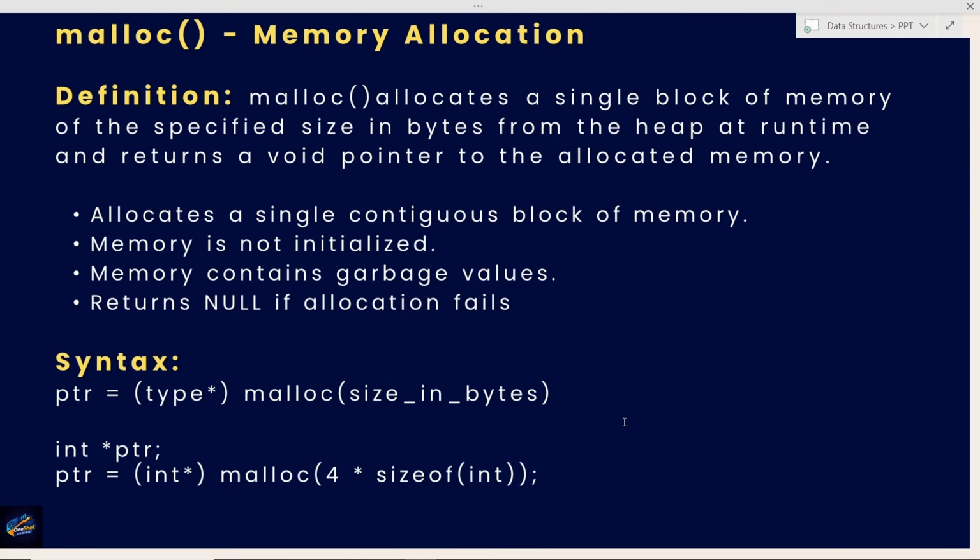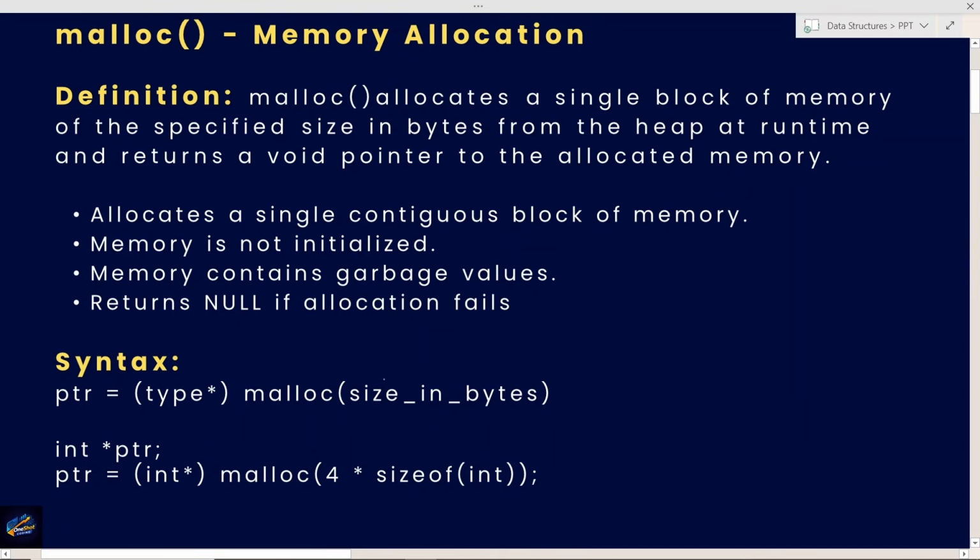Let's see via an example. Let's see first the syntax of malloc. If we want to allocate memory using malloc, we write pointer equals type star malloc size in bytes. You will see the example code here. We are creating a pointer, int star ptr. Now, we are following the same syntax: ptr equals int star malloc 4 into size of int.